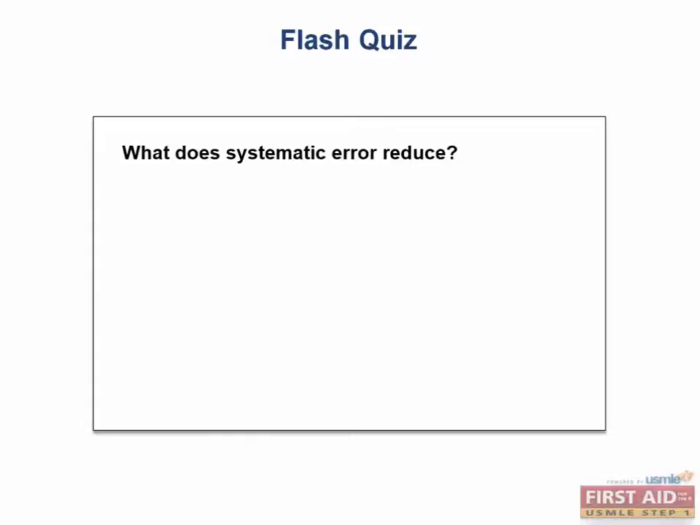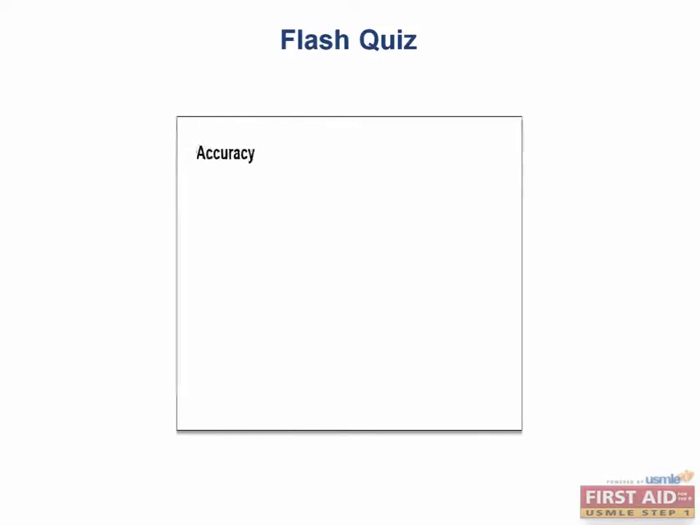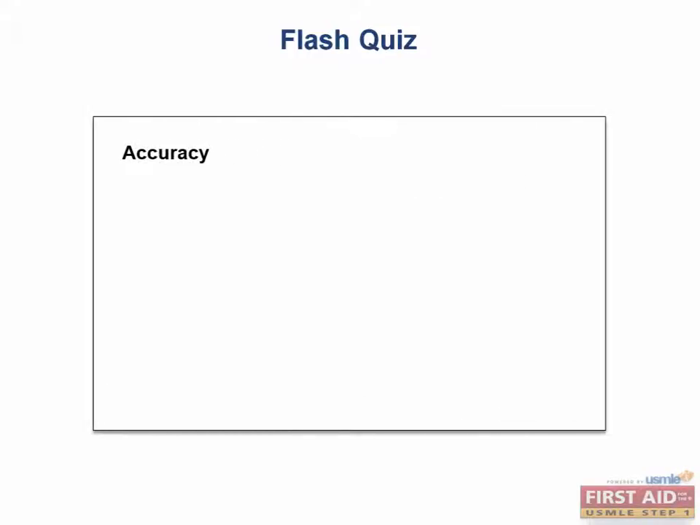Alright, let's look alive with a flash quiz. Do you recall what systematic errors reduce? Systematic errors reduce the accuracy of a study.